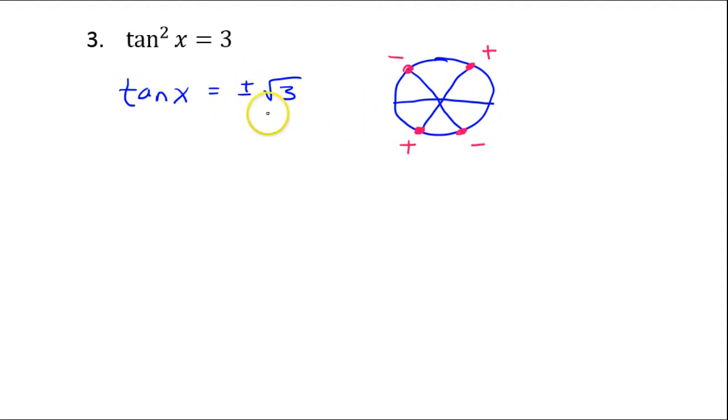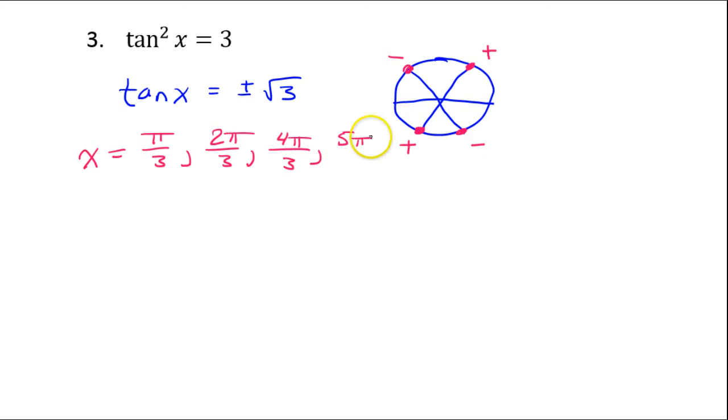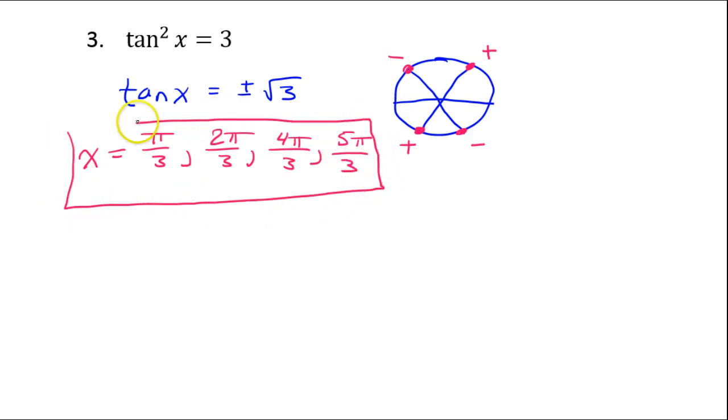So we want all four, so we will have the following four solutions: pi over 3, 2 pi over 3, 4 pi over 3, and 5 pi over 3. All right, that's it for number 3.